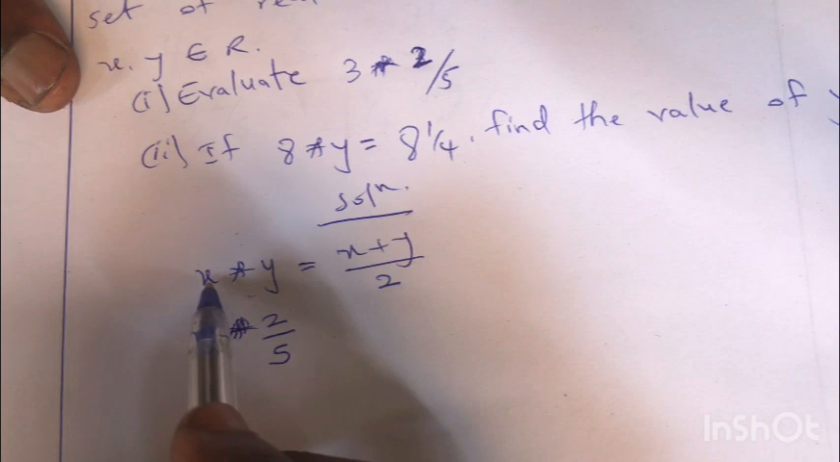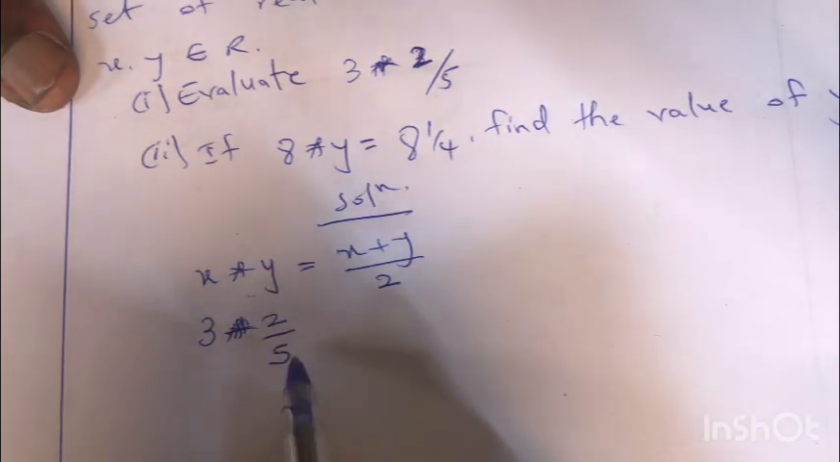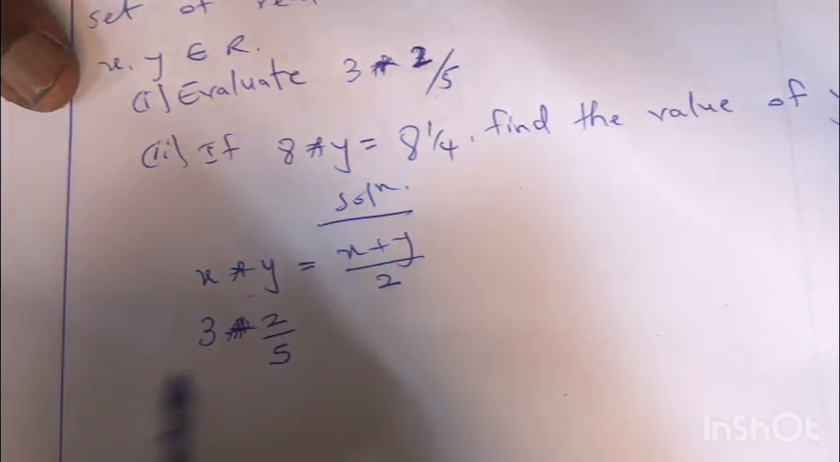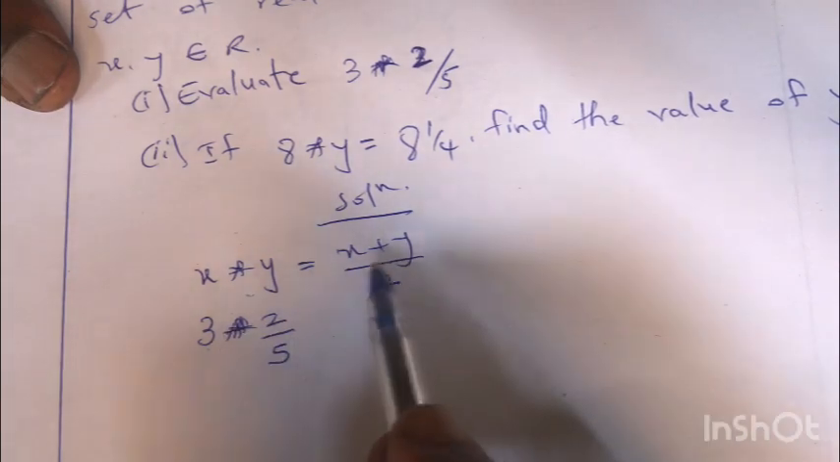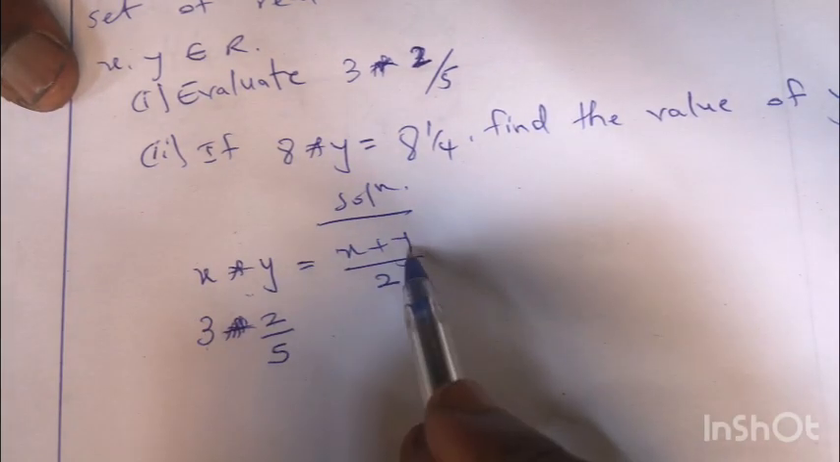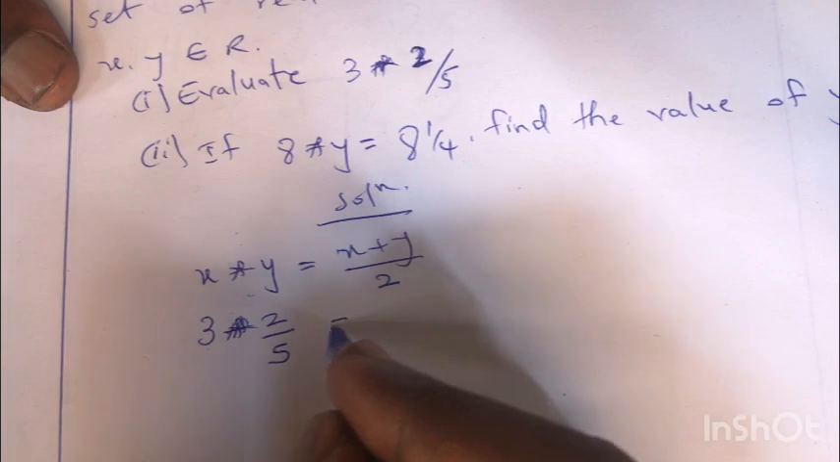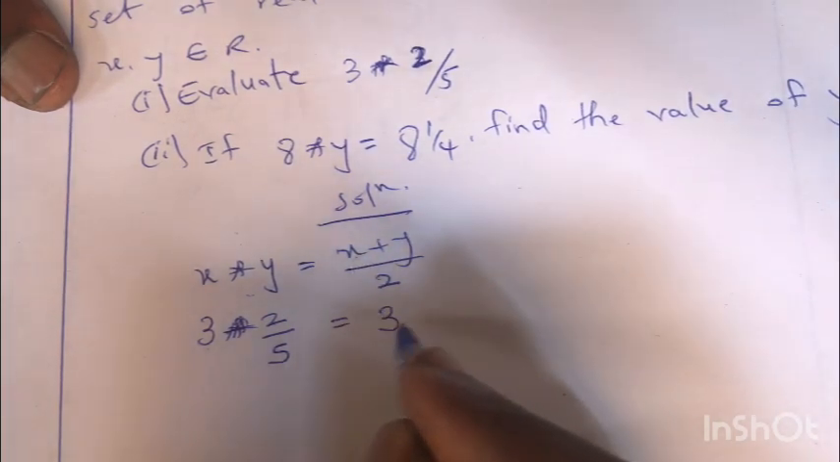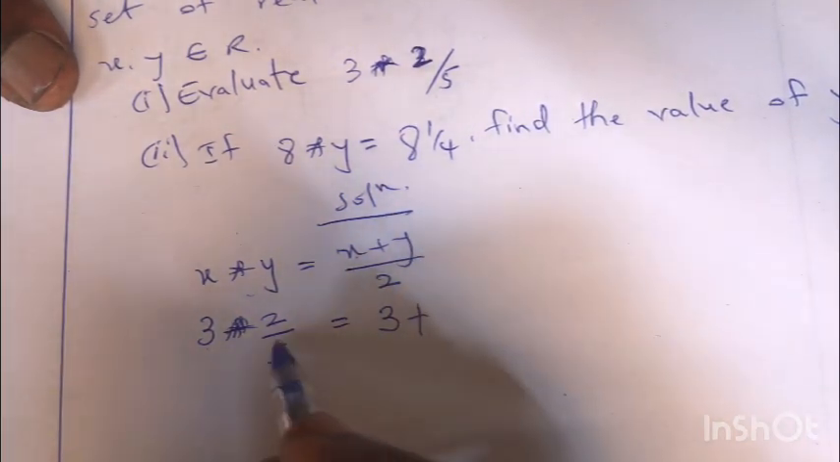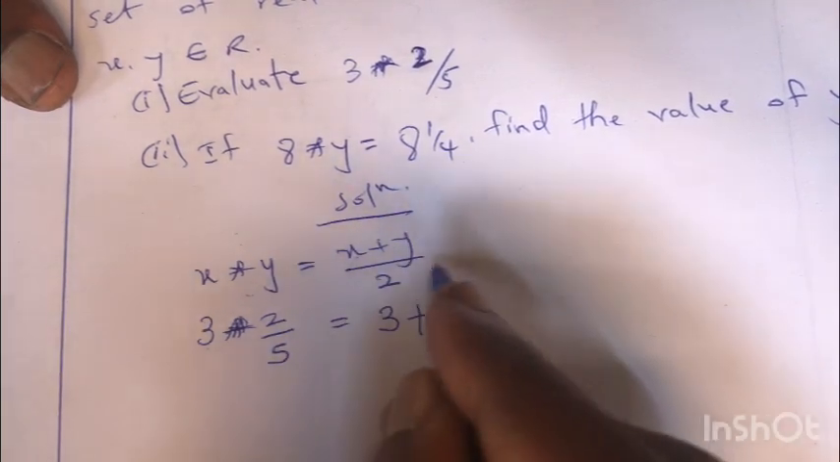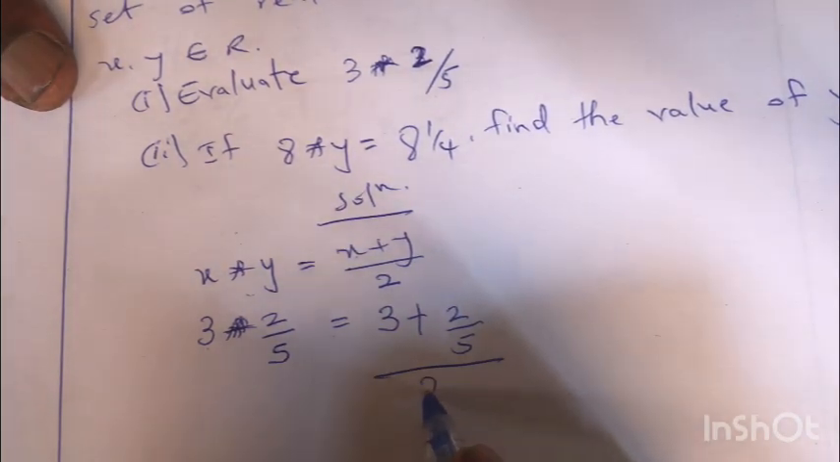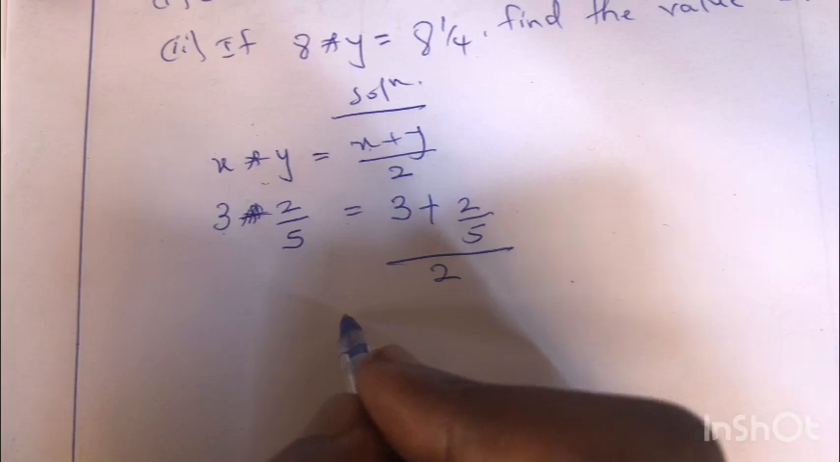So x is 3, then y is what? 2 over 5. So anywhere you find x, you put 3. Y, you put 2 over 5. So you are going to get x here, 3, plus y, 2 over 5, all divided by 2. Then we are going to solve it.